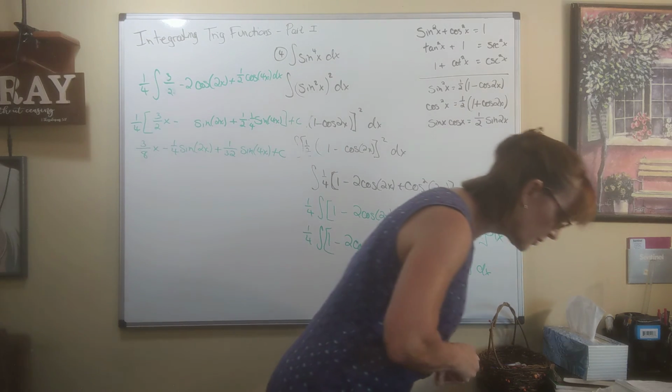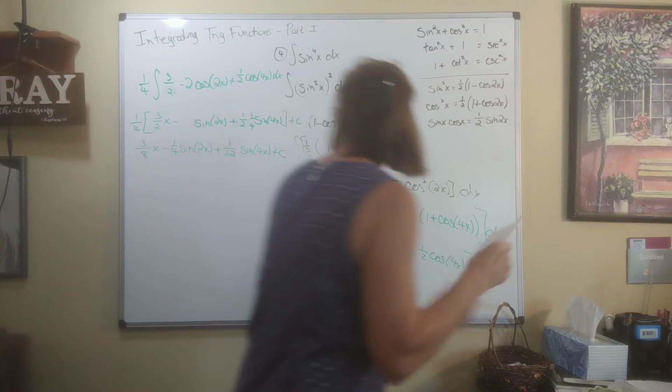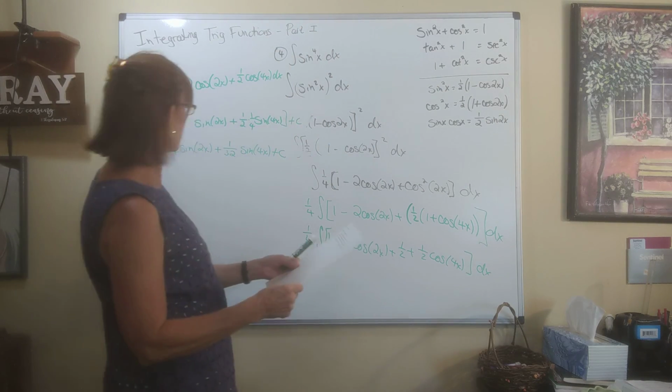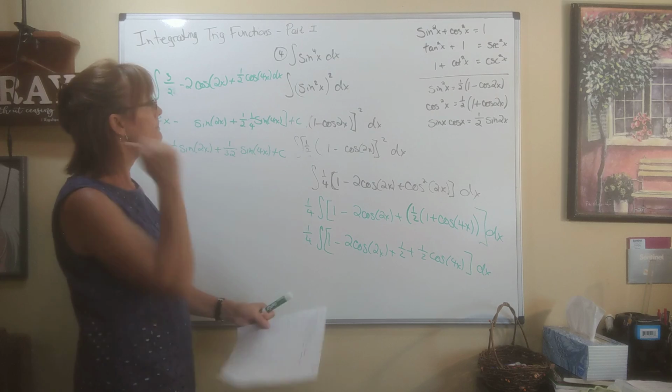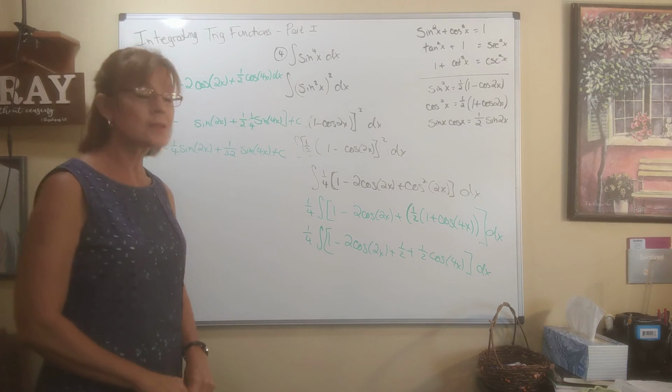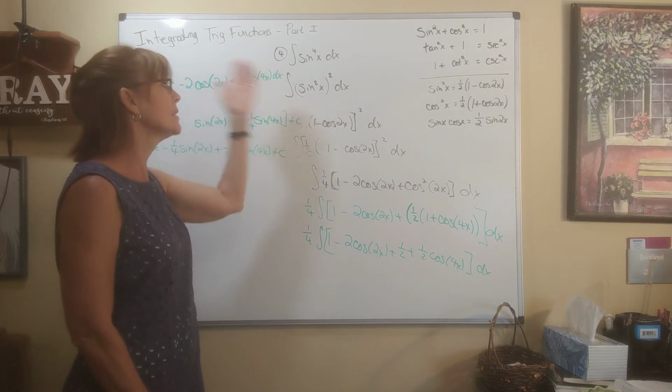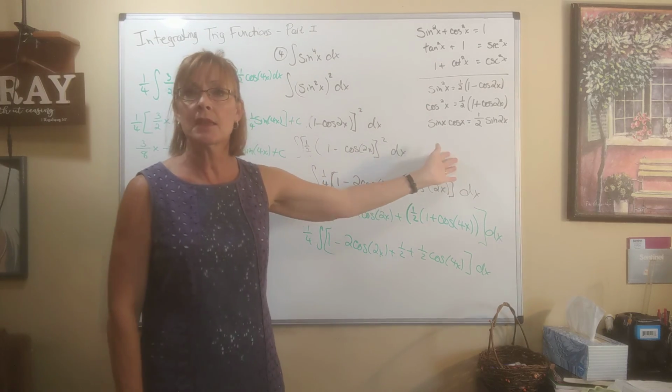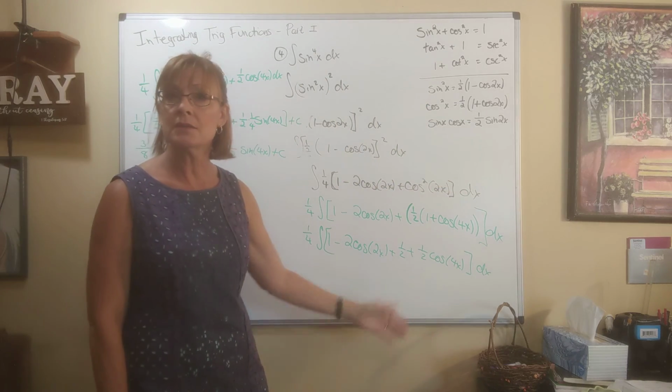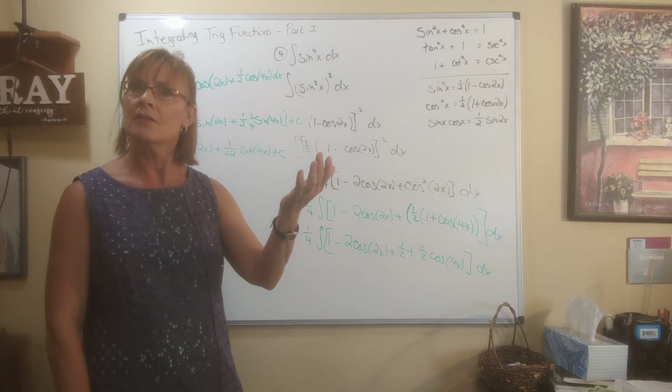Let's just check it. 3/8 x minus 1/4 sine of 2x plus 1 over 32 sine of 4x plus a constant. Okay, that's it. So this is just showing you, hey, sometimes you got to dig deep and use some things, and sometimes you got to use it more than once. So we're going to be really good at integrating very soon.